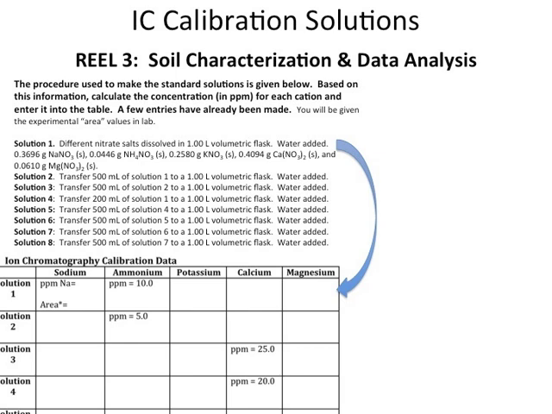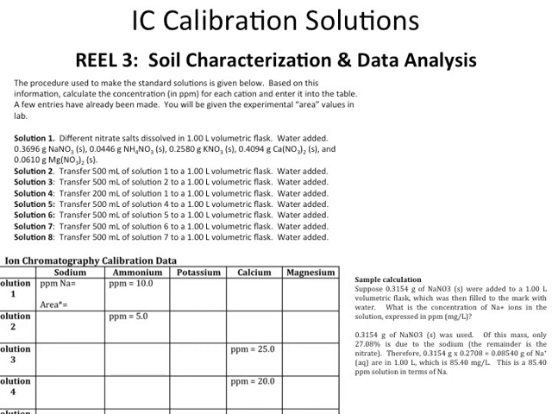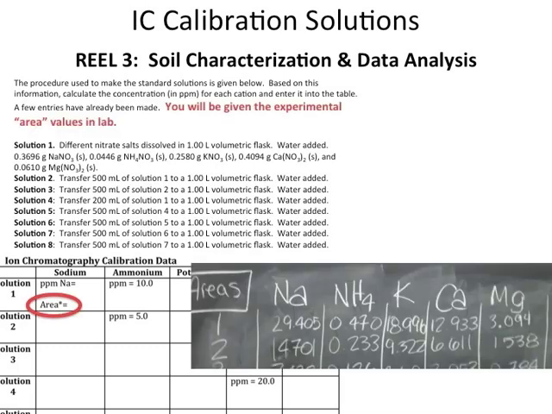Information about the different standard solutions is given in Reel 3. With this information, you can calculate the concentration in ppm for each cation and enter it into the table provided. A few entries have also been provided to make sure you are doing the calculation correctly. A sample calculation is also shown for conversion to parts per million. You will still need, however, the area values. These are experimentally determined and will be given in your lab. With this information, you are now prepared to make calibration curves for each of the cations listed.